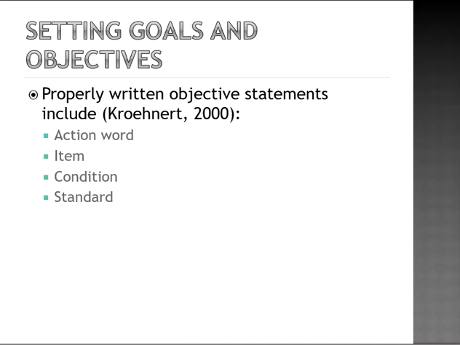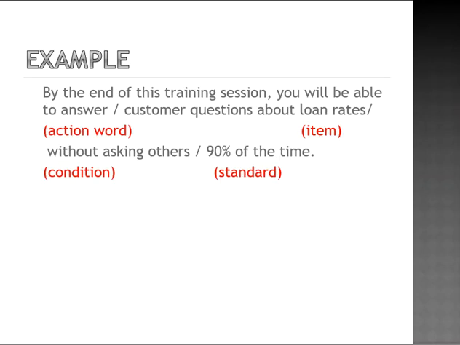Properly written objective statements include the following: action word, item, condition, and standard. Here's an example. By the end of this training session, you'll be able to answer, action word, customer questions about loan rates, item, without asking others, condition, 90% of the time, the standard.